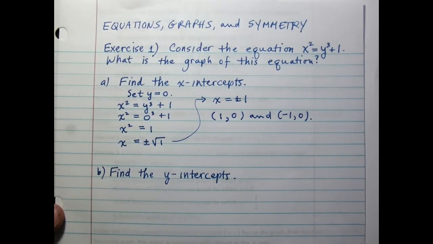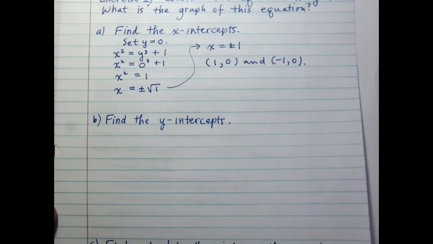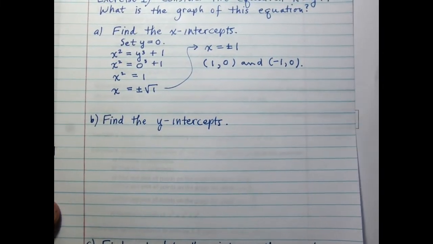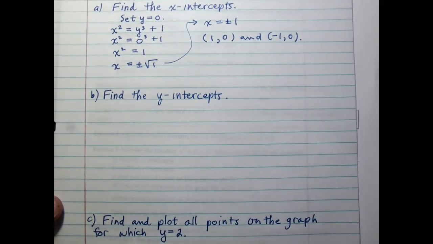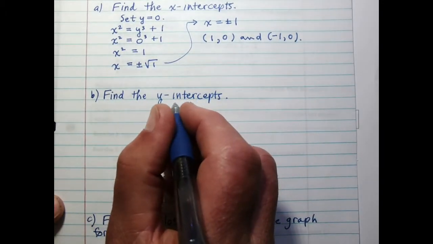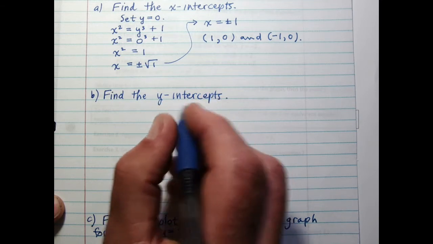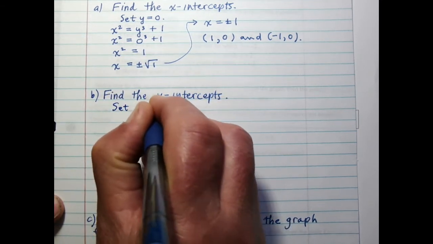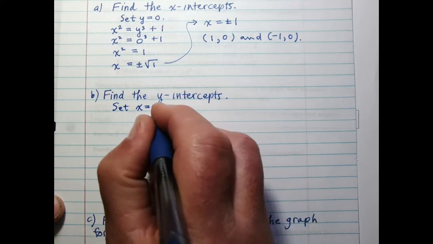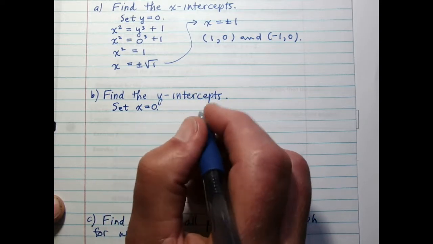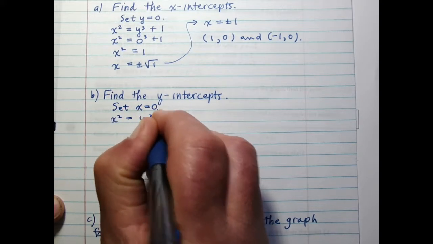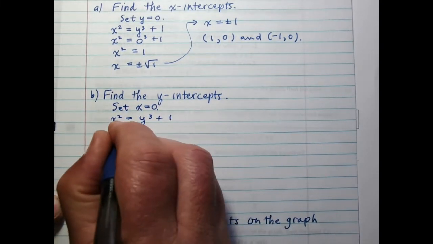Now we're actually going to collect a whole bunch of points before we plot any and look at the graph. So let's keep going right on to part B here. Let's find the y-intercepts for this equation. So I do the reverse. I set x equal to 0 because y-axis points have x coordinate equal to 0. Take the equation again, and I'm going to set x equal to 0.